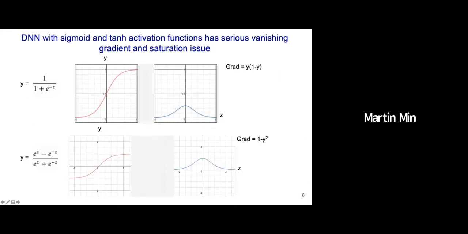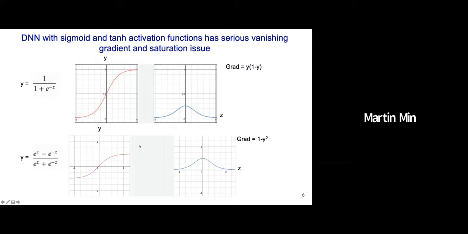For the sigmoid activation function, y equals 1 over 1 plus e to the power of negative z, where z is the input to this sigmoid unit. And for tanh, it takes this form. This is the shape of the sigmoid unit, with the input z here and the output y here. This is y, and this is z. And for the tanh function, the x-axis is z, and the y-axis is the output.